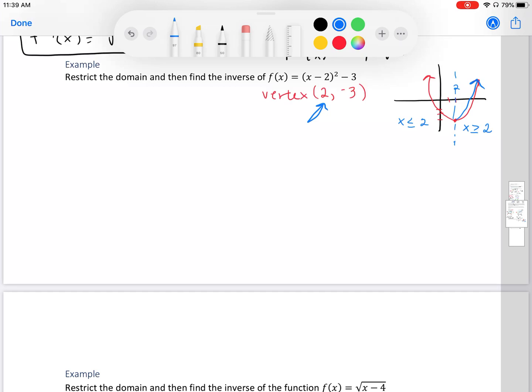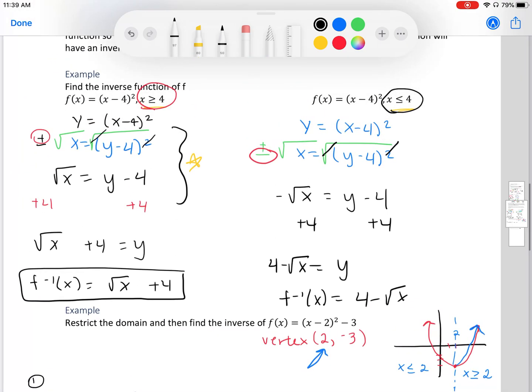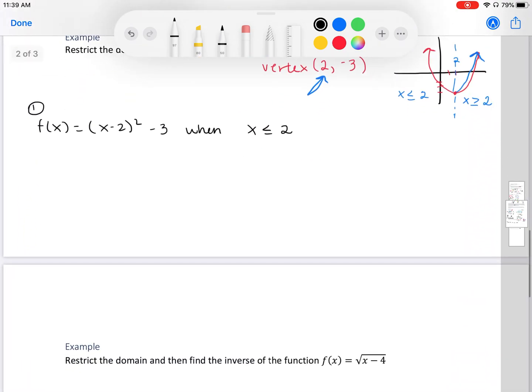Okay, so now we have two functions. Well, we want to restrict our domain to create two functions. So one of them will be f of x equals (x minus 2) squared minus 3 when x is less than or equal to 2, just like we saw above. And our other one would be f of x is equal to, well, we have our function, nothing changes, but then our restriction, our domain is what changes. Now we want when x is greater than 2.